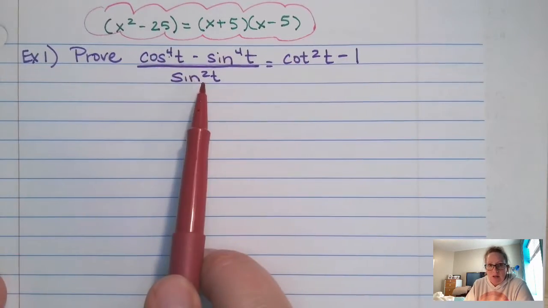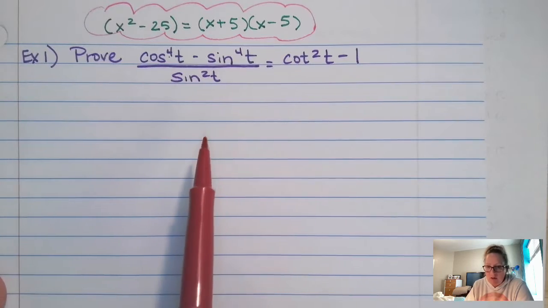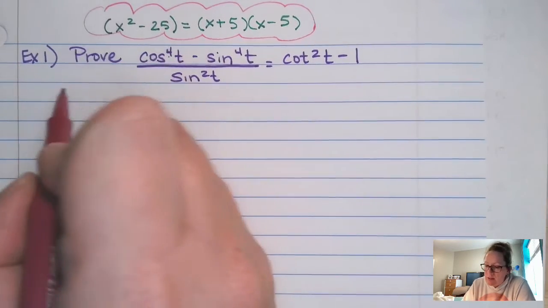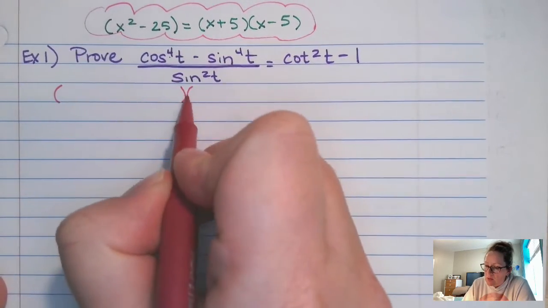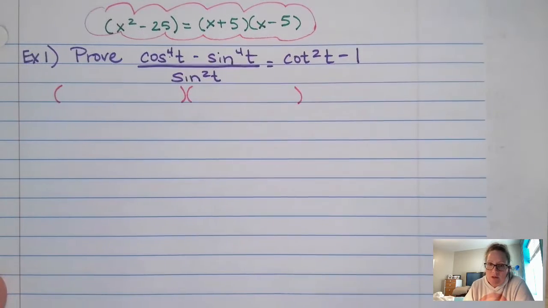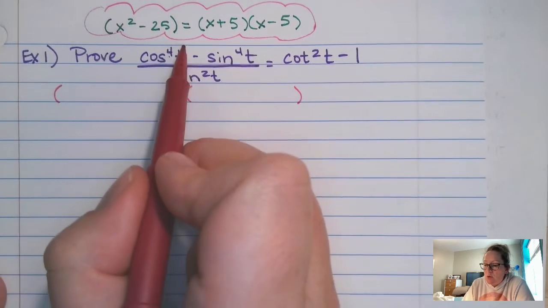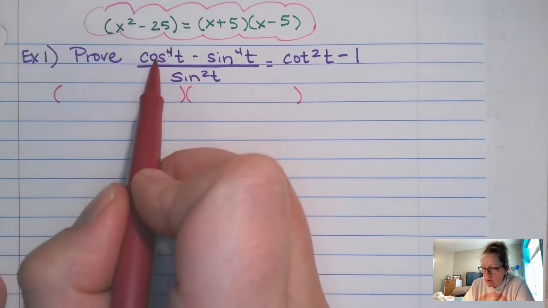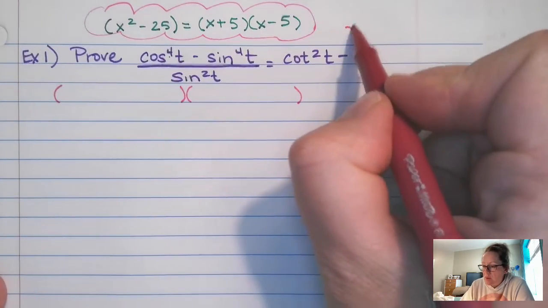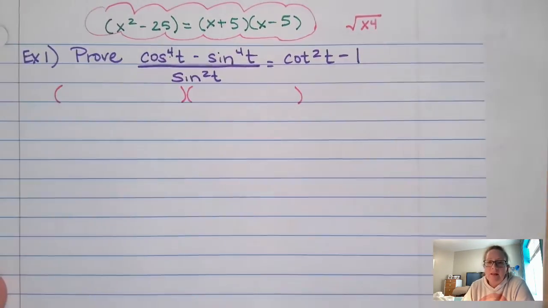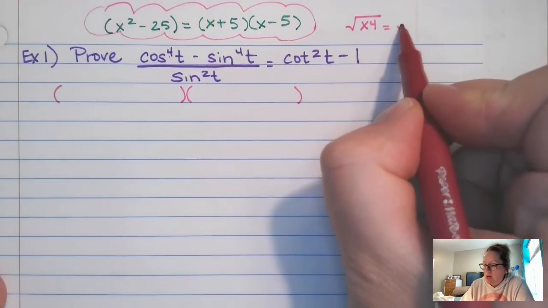This is the part we need to start with because that's definitely the grossest. So let's rewrite this as a difference of perfect squares. Two sets of parentheses is where we start. The square root of cosine to the fourth, or x to the fourth, would be x squared, correct?